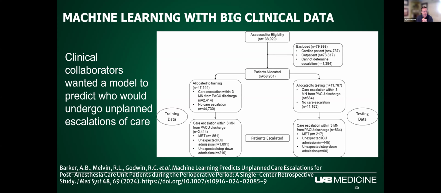So in collaboration with Dr. Melvin and colleagues in the anesthesia department, we had a large cohort here. So this is a large data set. We had an initial cohort of almost 140,000 patients. Exclusion criteria took that down to about 60,000, but we were still in pretty good shape in terms of having large statistical power backing this, with about 45,000 in our training set, and then 11,000 in the testing data. So really good population sizes here.